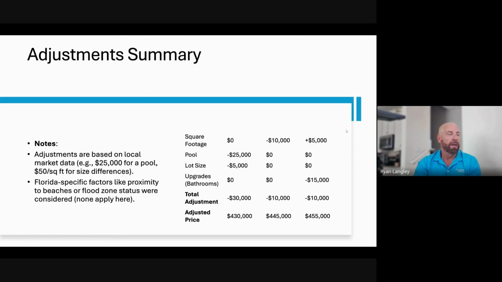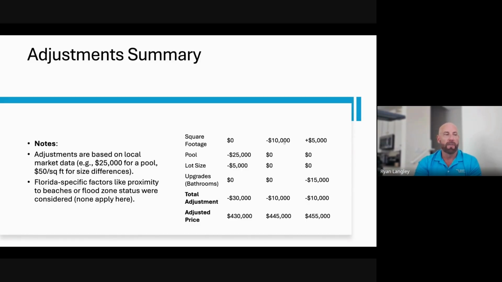Adjustment summary. This is where you do the square footage, the pool. Obviously, that one had a pool, so we're taking $25,000 off. That's just a random number. Lot size: this lot was a little bit bigger. It had a pool, total adjustment. So that one that sold for 460 is actually 430, because of the adjustments.